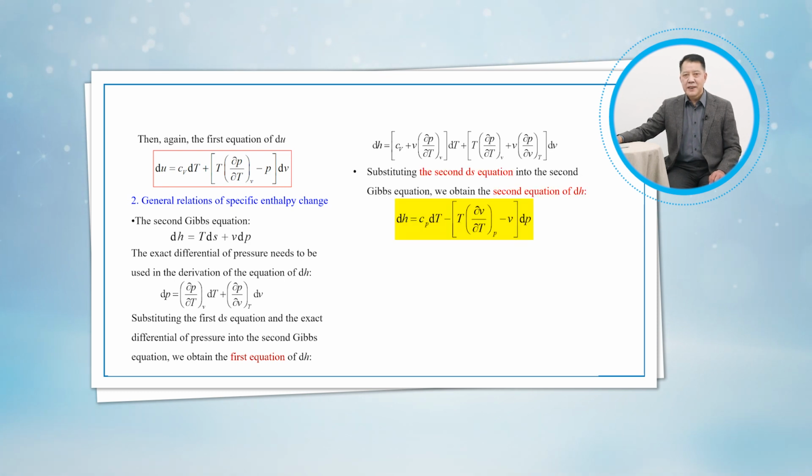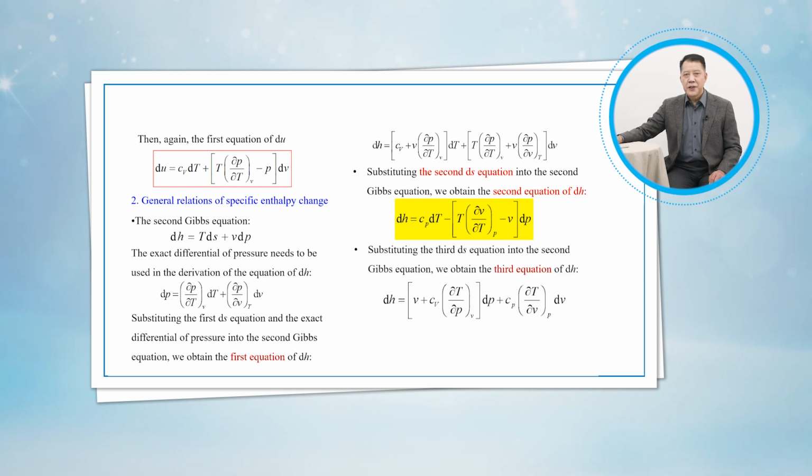Similarly, substituting the second dS equation into the second Gibbs equation, we obtain the second equation of dH. Continually, substituting the third dS equation into the second Gibbs equation, we obtain the third equation of dH.